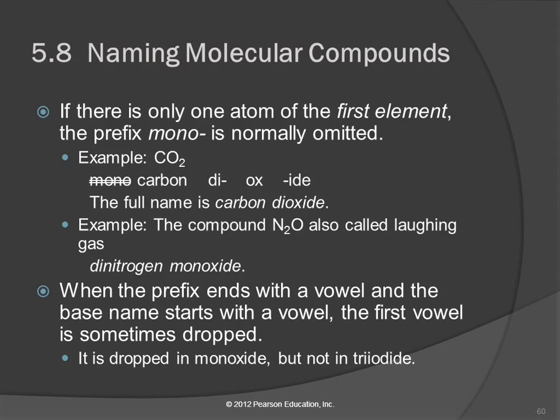Some little tweaks. If there's only one atom of the first element, we usually don't use the prefix mono. This is like an extension of chemists not writing the number 1 unless they have to. So if we look at CO2, two nonmetals, right? Carbon and oxygen, both nonmetals. So we would take carbon, oxide, but we would indicate the number of each using prefixes. So you might expect this to be monocarbon dioxide. But we usually drop mono for the first element. And so this becomes carbon dioxide.